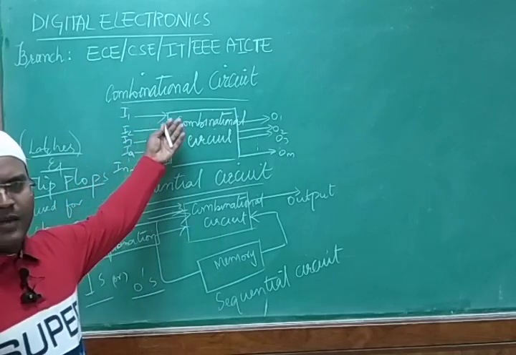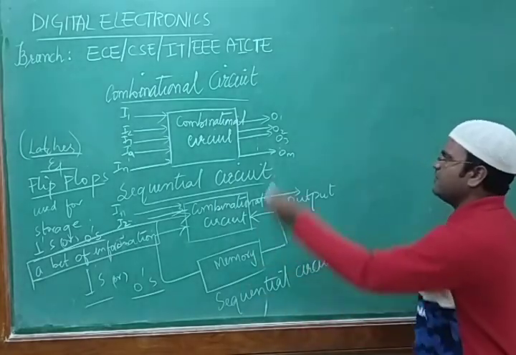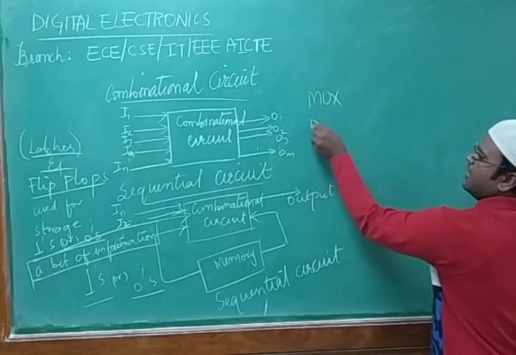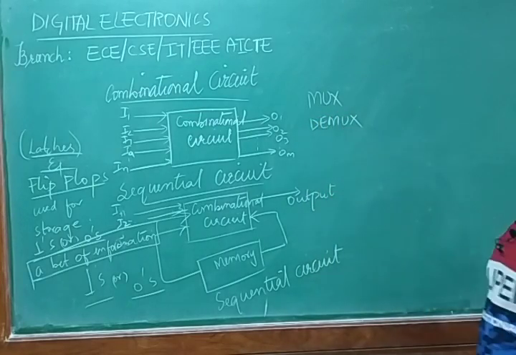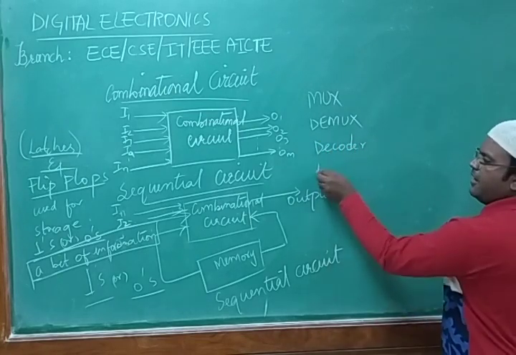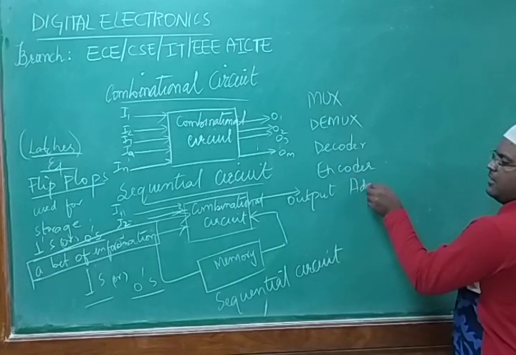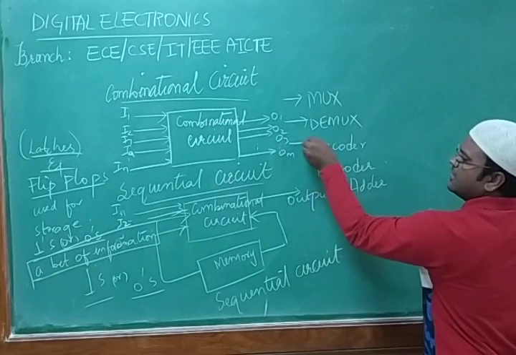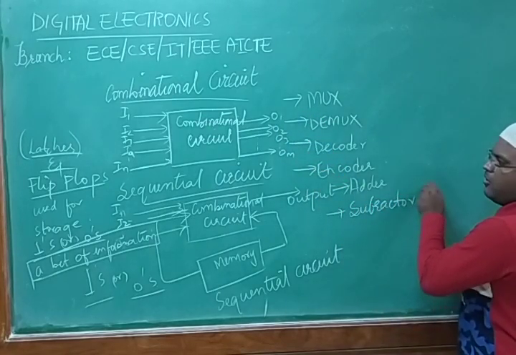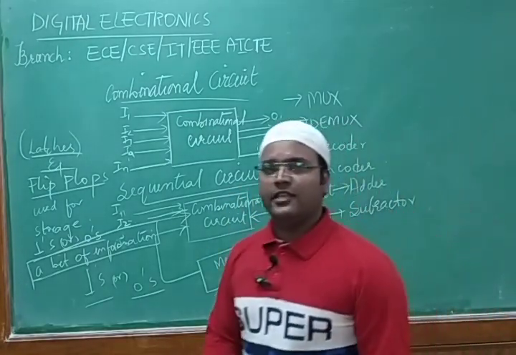Similarly, in combinational circuits, what have we discussed? First we talked about the multiplexer, or mux. Then we designed the demultiplexer, or demux. Next we saw the decoder, then the encoder. Then we proceeded with the adders also: half adder and full adder. These are the things we discussed in combinational circuits, whereas in sequential circuits, you are going to learn the flip-flops.